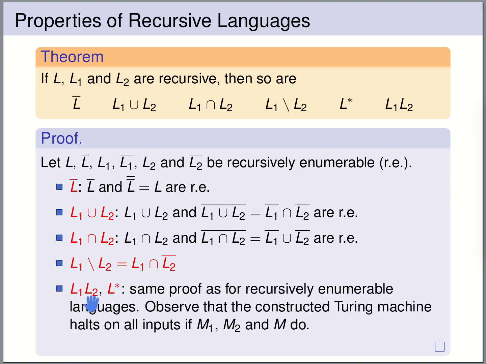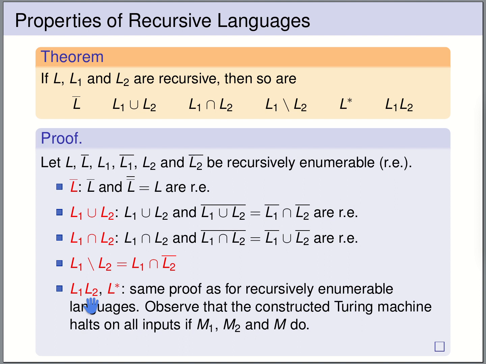For the concatenation of L1 and L2, as well as the Kleene star L star, we can basically use the same proofs as we have employed for the recursively enumerable languages. If you recall how we have proven that, we have basically split the input words into parts. For the concatenation, we've split every word into two parts, the prefix and the suffix. And then we have run the Turing machines corresponding to L1 and L2 in parallel to see whether these parts are accepted. And we have run these Turing machines for all possible splits in parallel.